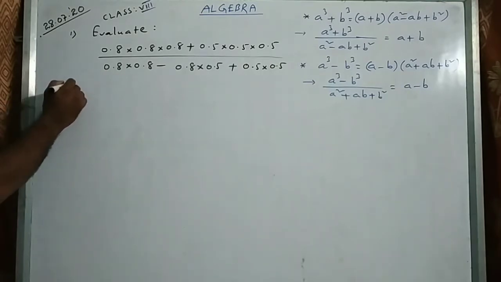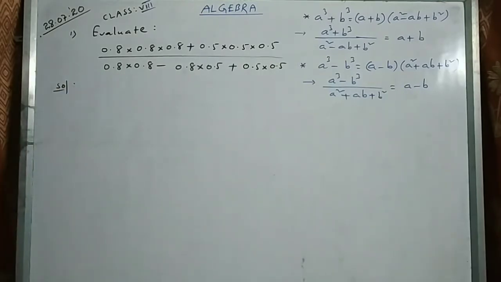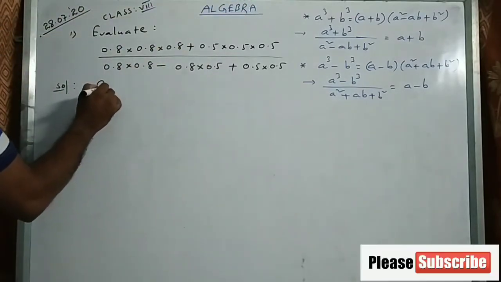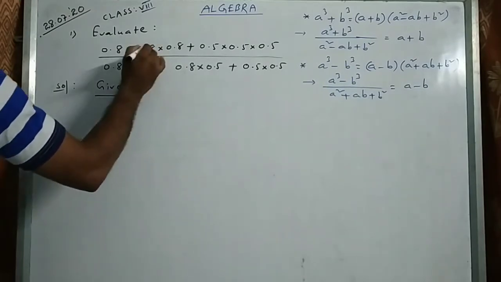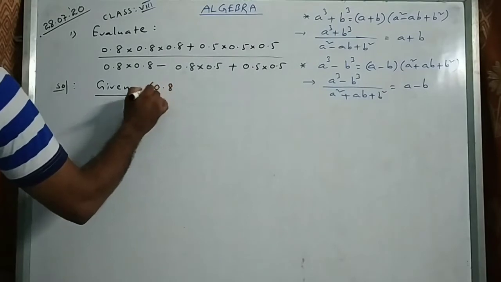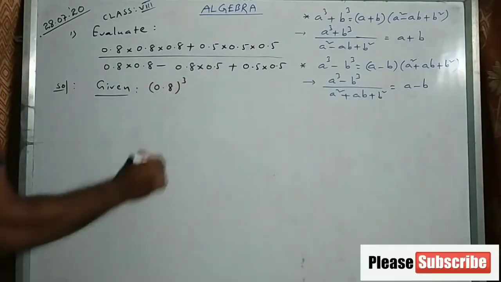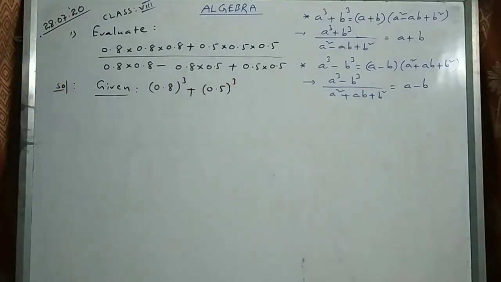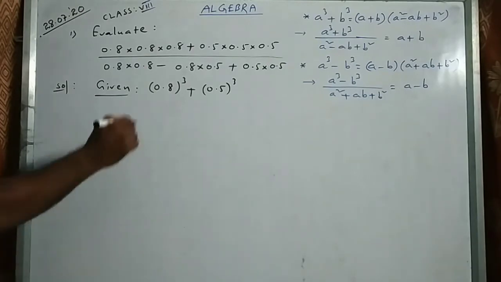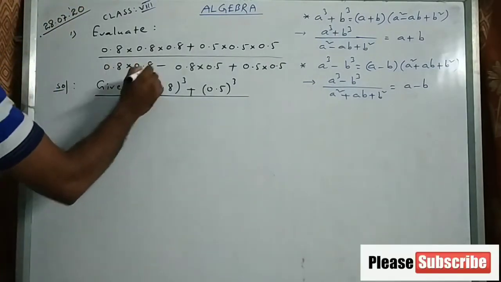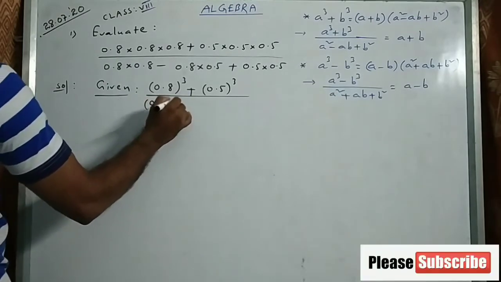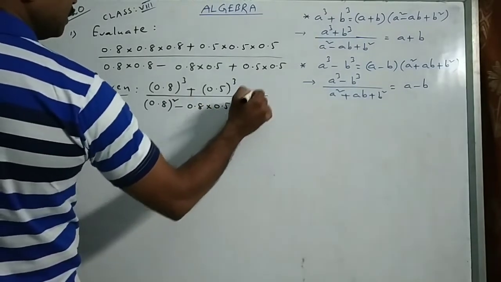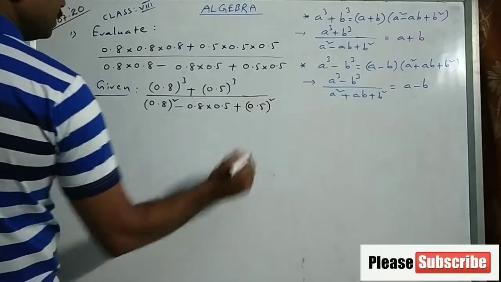Usually to calculate this it takes more time, but by using that identity it is very easy. So what is our given actually? 0.8, 0.8, 0.8, 3 times repeating. So 0.8 whole cube can I write? Plus this can I write 0.5 whole cube, by 0.8 whole square, 0.8 into 0.5 plus 0.5 whole square.